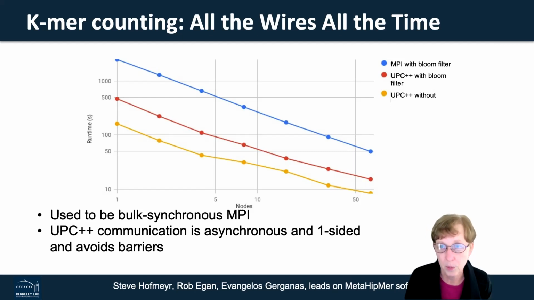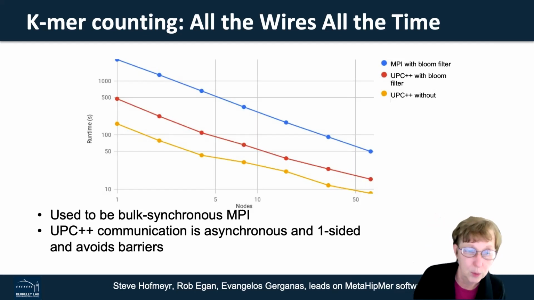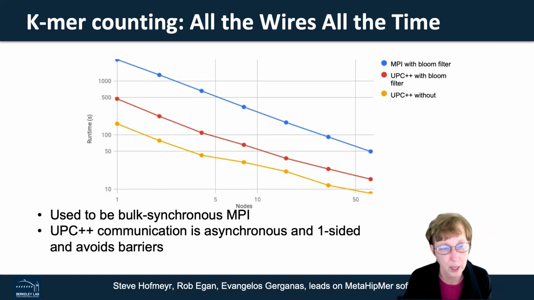And that compares then with the red line, which is also the UPC++ version with the Bloom filter as well. So those two both have the Bloom filter, and it's actually faster without, but we often use it with the Bloom filter turned on in order to avoid building such a large intermediate data structure. So you can see the advantages of using these asynchronous communication.